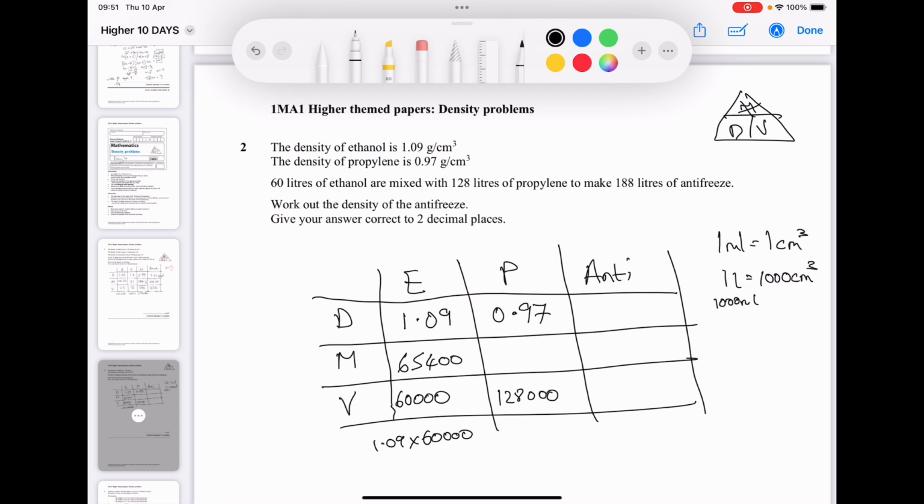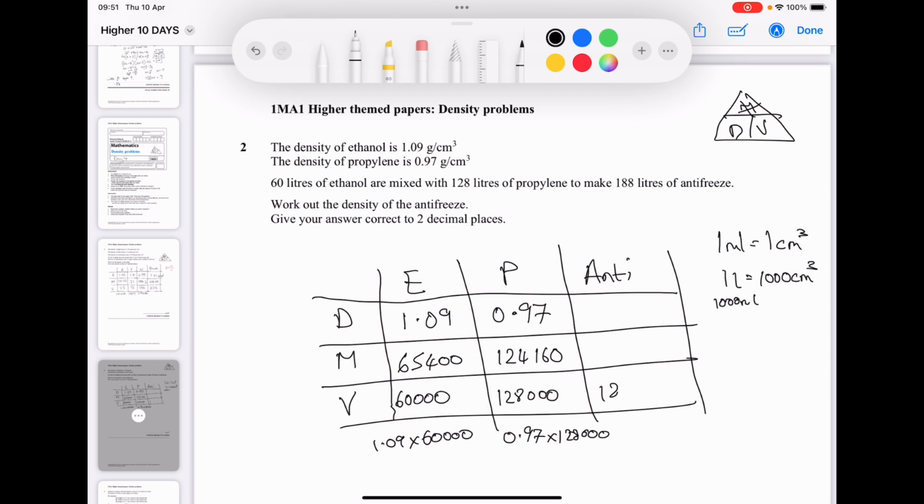Then I've got 0.97 times 128,000. 0.97 times 128 is 124,160. I can add those volumes together.